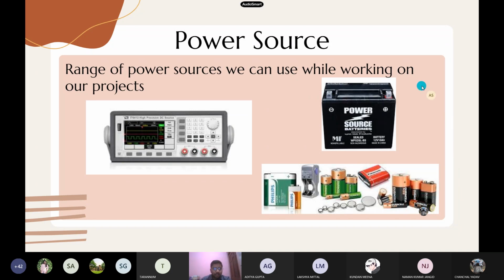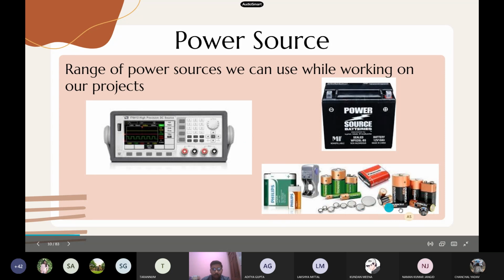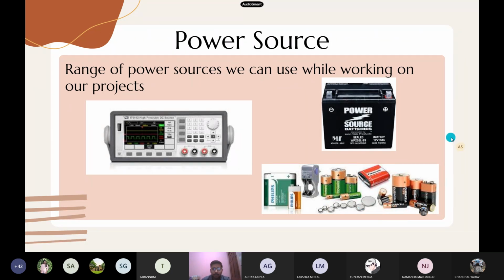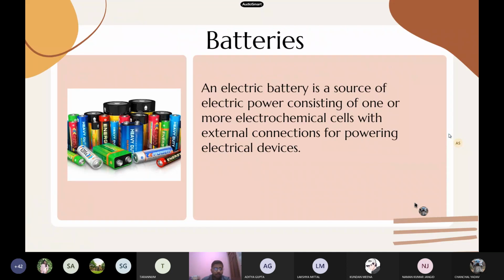So what are power sources? Here are some of the common examples of power sources shown. You can look at it. For example, this is a battery, one of the most common power sources. You might be very familiar with batteries, you are using them all day round everywhere. What is a battery basically? It is a connection of electrochemical cells which provide power to your electric circuit.